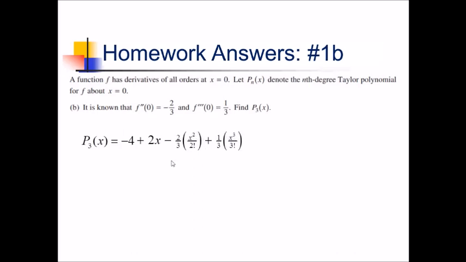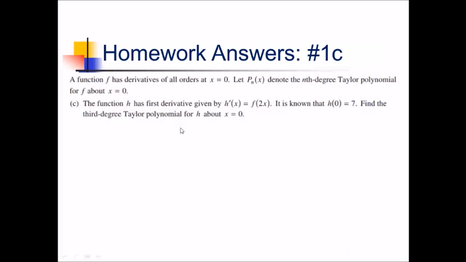However, if you did want to simplify this, because you're going to need to do it for the last part of this free response anyway, this is going to come out to, let's see here, these 2's actually cancel because this is just 2 down here. So this is negative 1/3 x squared, and over here 3 times 6 is 18, so 1 over 18 down there. So we have negative 4 plus 2x minus x squared over 3 plus x cubed over 18 when the dust settles on this one.